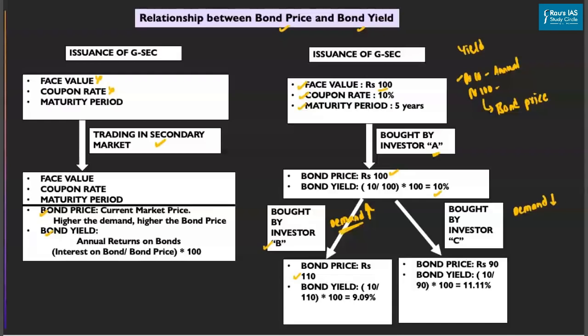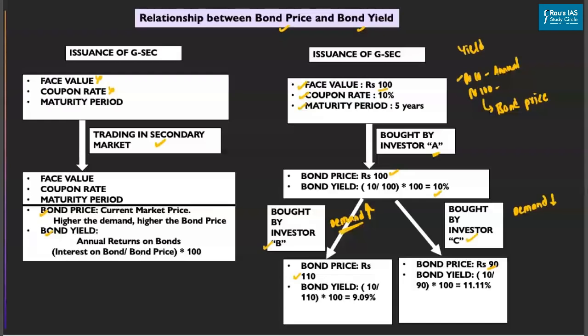Now let's consider another scenario when the demand for the government security has reduced. So when the demand has reduced, we may have another investor C who is willing to purchase this government security at rupees 90. So a government security whose face value is equal to rupees 100, he is willing to purchase it at rupees 90. So as we can see, depending upon the market conditions, the bond price may increase to above the face value or the bond price may decrease to below the face value.